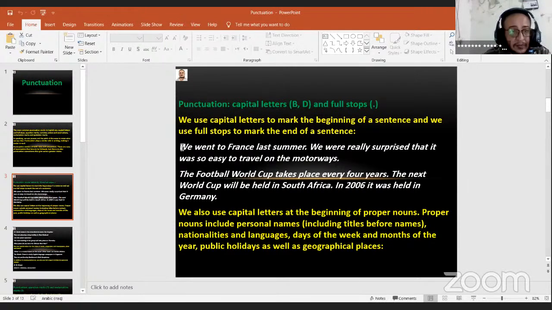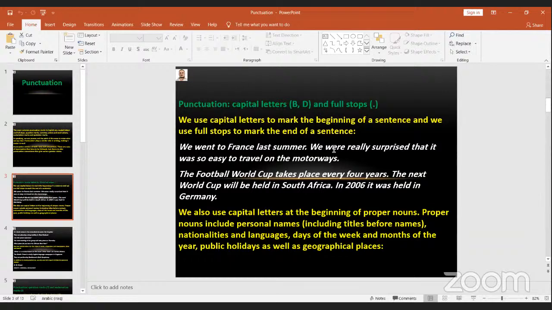Let's come to this one. We went to France last summer. The W of We, since it's the first word. The F of France, since it's a specific geographical place. It's the name of a country. We were really surprised that it was so easy to travel on the motorways. The Football World Cup: the F, W, and C. Why are these capitalized? Because they represent the name of a specific event. When we talk about a specific holiday or a specific event, we need to capitalize the first letter of each word. Pay attention to this point.